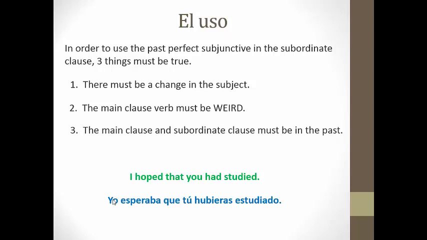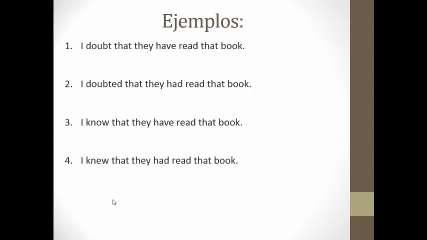Alright, so let's look at some examples of how these are used before we move on to the practice problems. Okay, so number one, I doubt that they have read that book. This sentence does have a change in subject. I doubt is weird. And then over here in the subordinate clause, have read, that's in the past. So in this sentence, you're going to be using present perfect subjunctive.